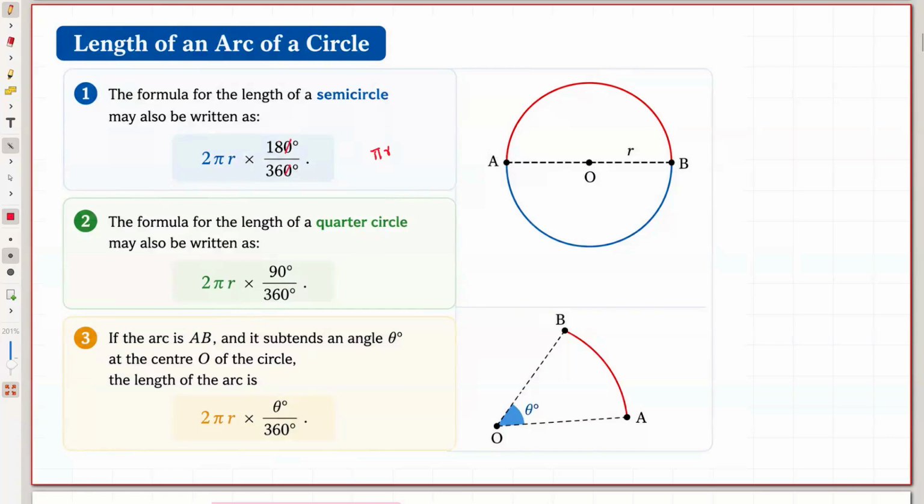Zero and zero get cancelled. 18s are 18. Okay, the two 18s get cancelled. We'll be getting pi r. So we'll go with the short formula, pi r.